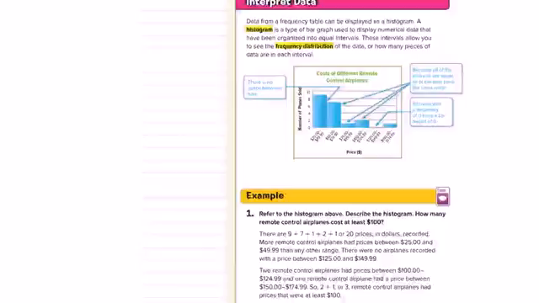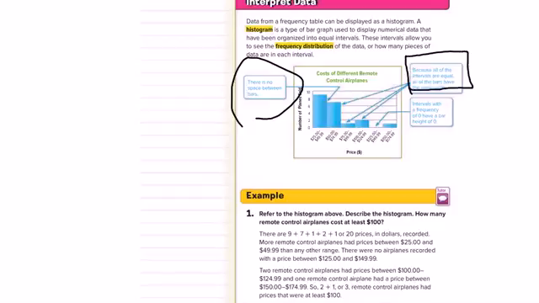Some of the common things with a histogram is, unlike a bar graph, there's no space in between the bars. Notice in this example, all the bars are butted up right next to each other. Also, because all of the intervals are equal, all of the bars have the same width, which is what it mentions over here. Okay, so all those bars are the same width.